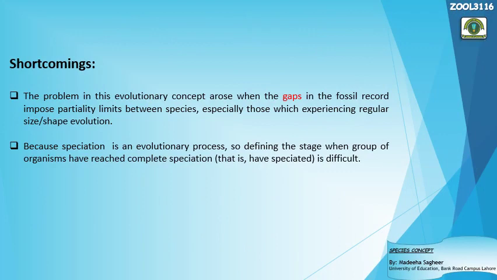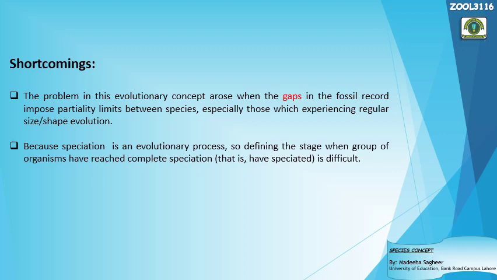Okay, like all other concepts of species, this evolutionary species concept also has many shortcomings. First, as it is based on the evolutionary lineage, the lineage is not testable. We can't test whether the descendants present today really belong to the same ancestor or not. So what we do is study the fossils, and from the fossils we make the evolutionary lineages. But if there are gaps in the fossils, then it could be problematic.